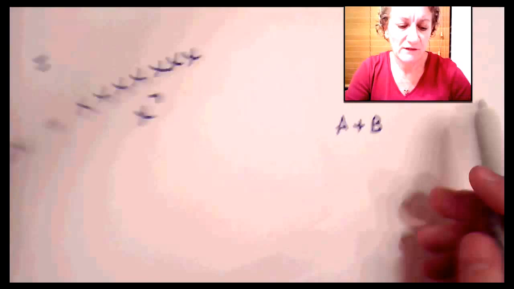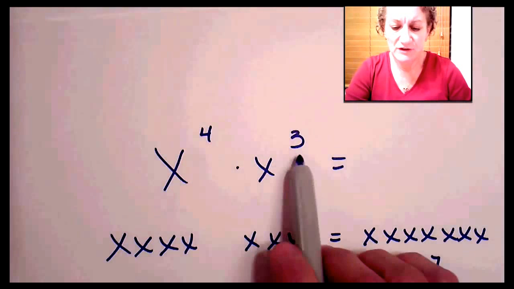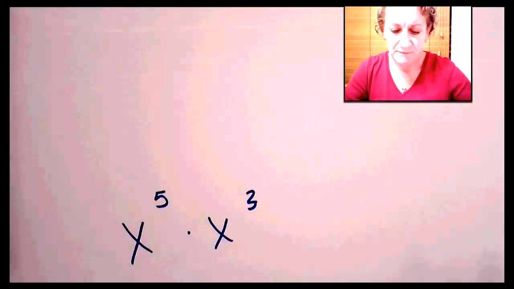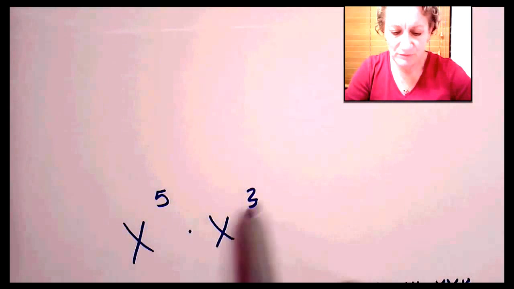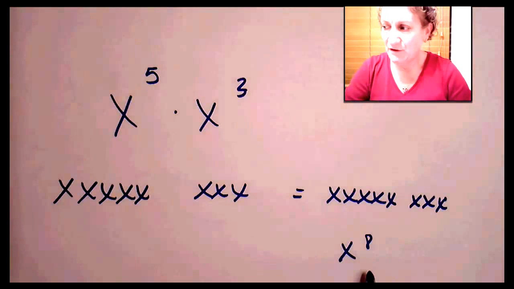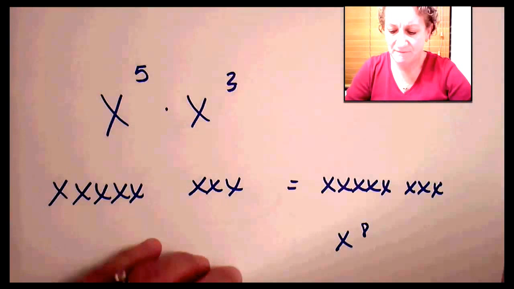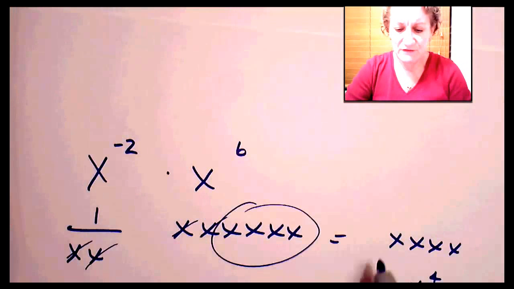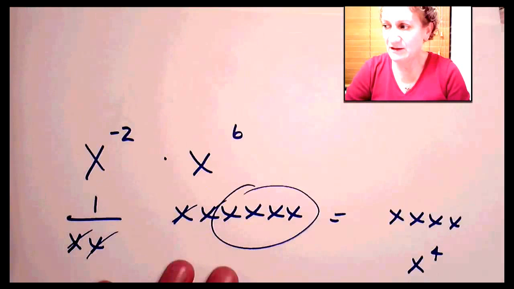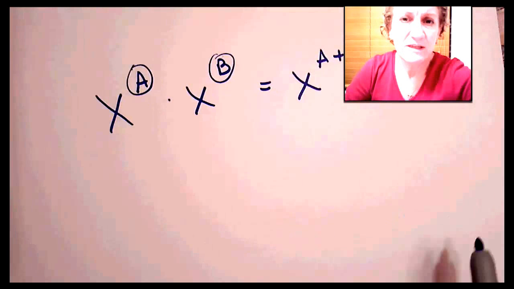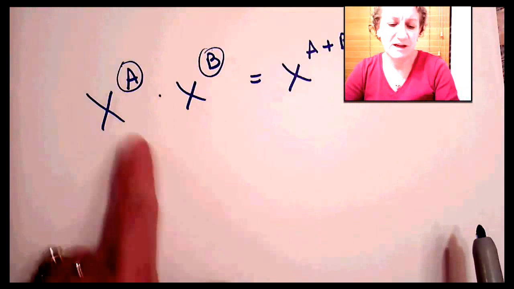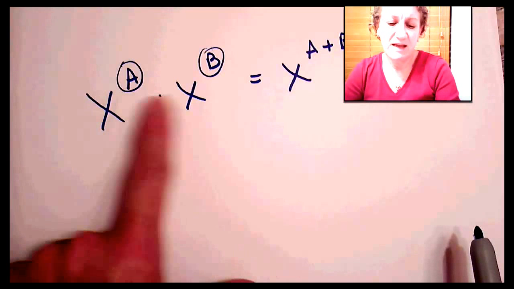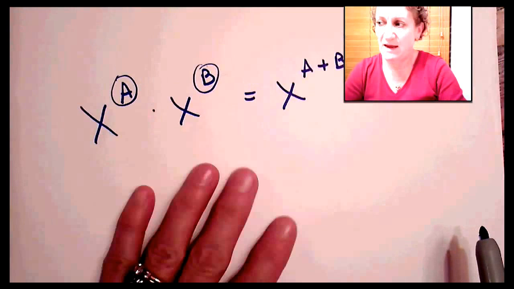Did that work on all of these? Well, let's see. 4 plus 3 is 7, and our answer was x to the seventh. 5 plus 3 is 8, and our answer was x to the eighth. Negative 2 plus 6 is 4, and our answer was x to the fourth. So indeed, every example that we've done, it comes out to be perfectly true. The easiest way to multiply exponents is simply to add the exponents when they have the same base.